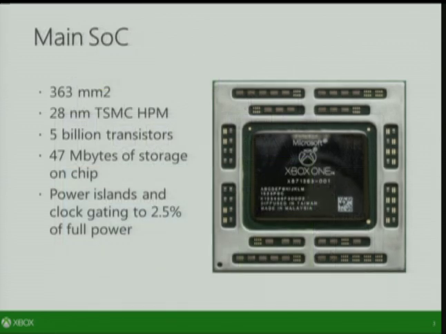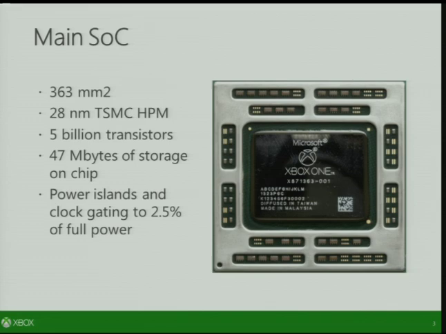The main SoC was developed by us in conjunction with AMD, and it's one of the largest consumer designs to date. It's 363 square millimeters in a 28 nanometer process. That's the net size of the die; it's actually 381, I think, with the scribe. It has approximately 5 billion transistors. About half of those are used for the rather substantial 47 megabytes of cache and other on-die storage, and I'm going to talk quite a bit more about that storage in a couple of minutes.